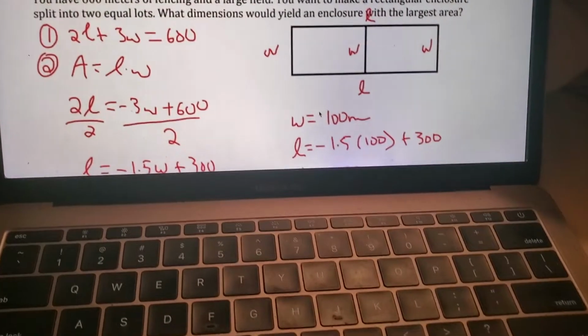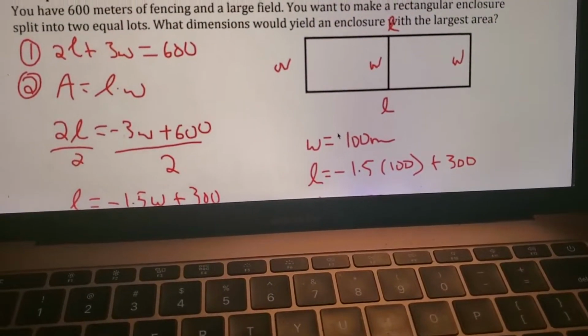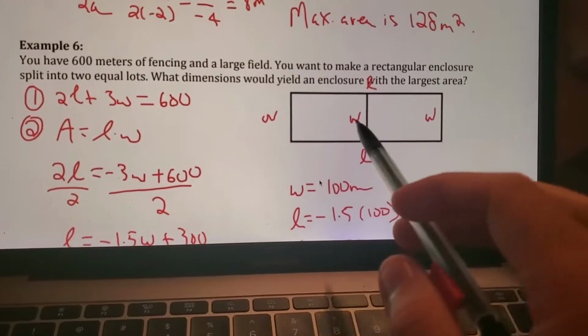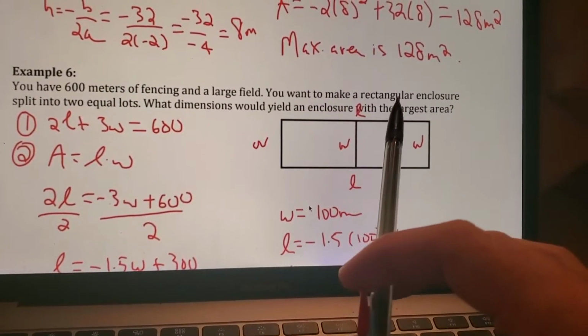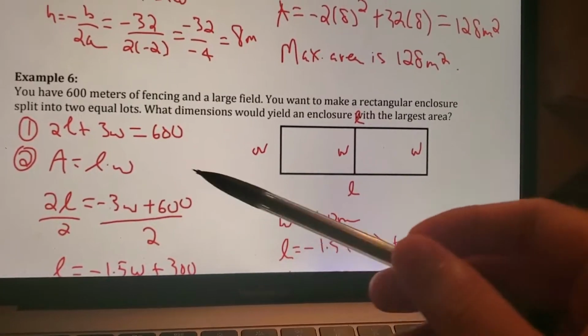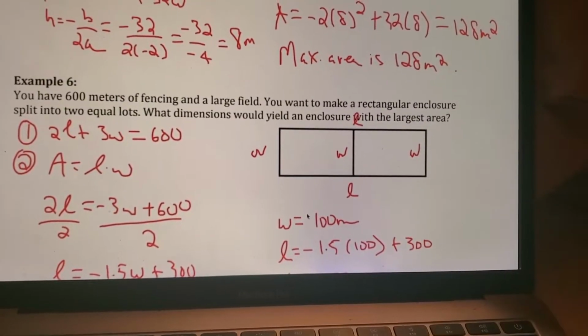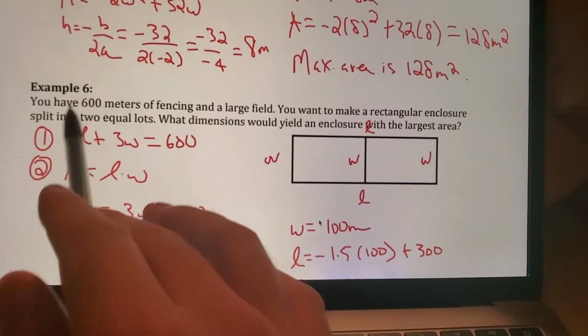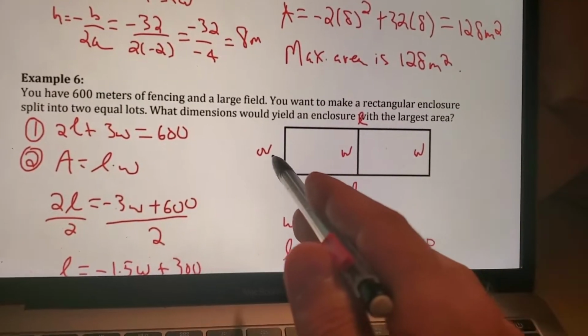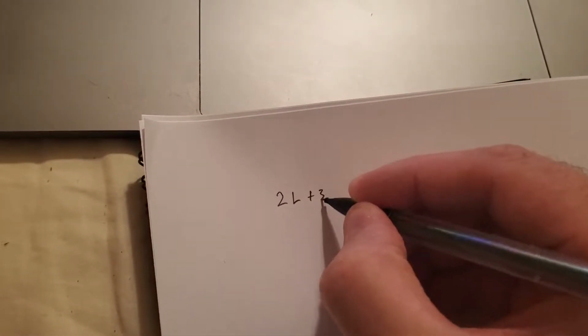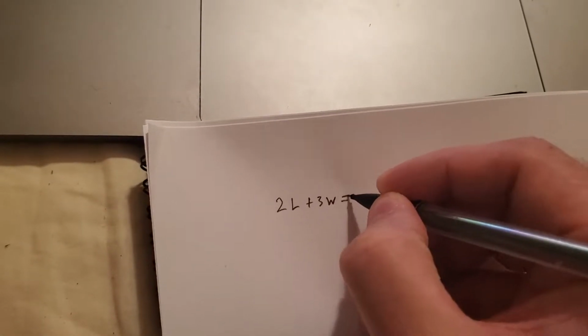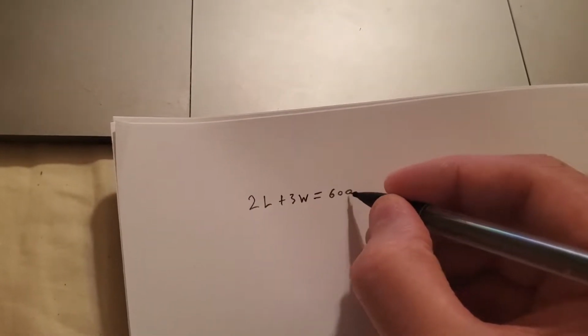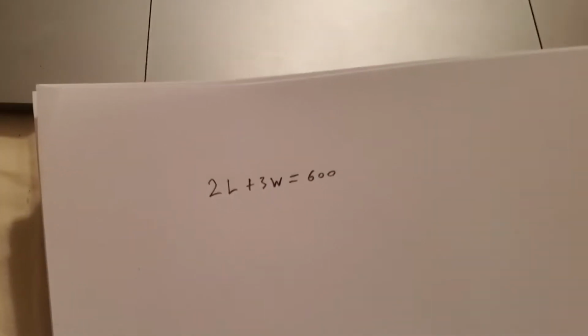To start with problems like these, you really just want to write down your different lengths and widths. If you have 3 widths, it's going to be 3W. If you have 2 lengths, it's going to be 2L. And you're going to set everything equal to the amount of fencing that you have. So let me write that down: 2L plus 3W equals 600 meters of fencing.